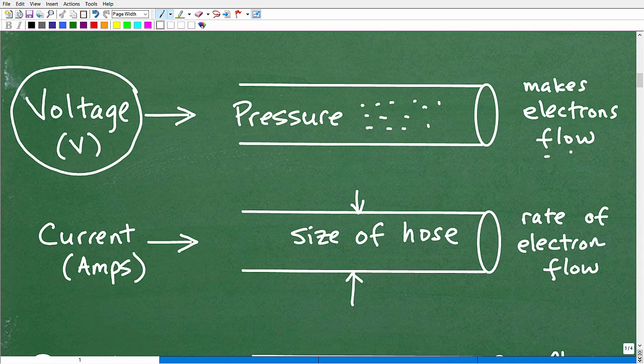Okay, so let's keep with this water hose analogy and move on to current. Current again is measured in amps. This was our I. Our voltage here was our E. So current is the rate of electron flow, and you can think of current as the size or the diameter of the hose. If you have a smaller hose, you can think about what's going to happen to the rate of the electron flow. It's going to affect it. If we have a huge hose, that's going to have a bearing on how much is flowing through that hose. So, current.